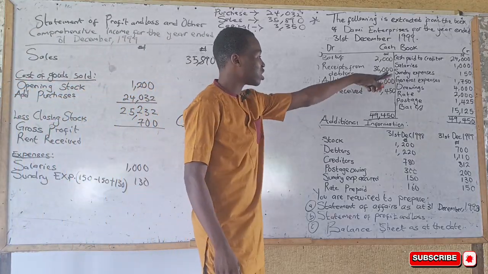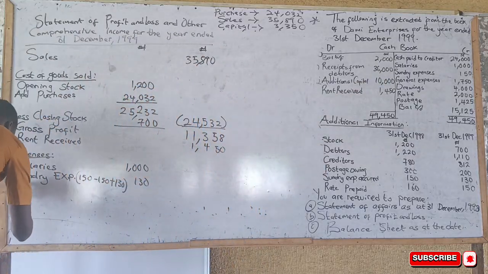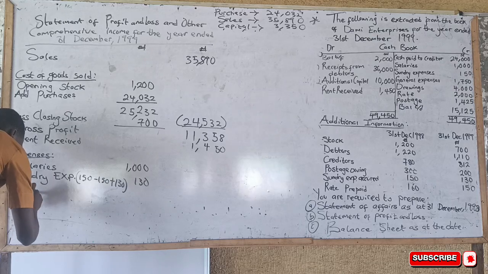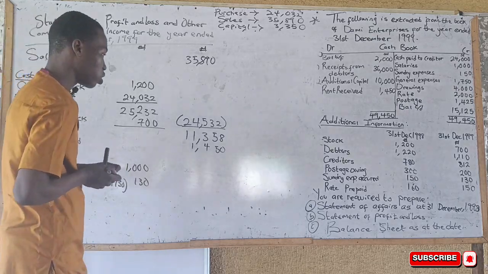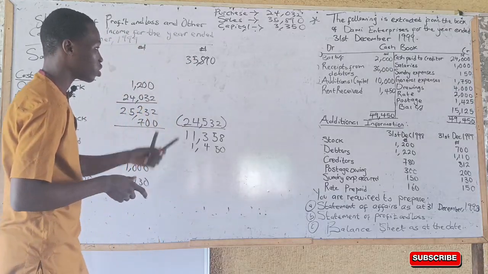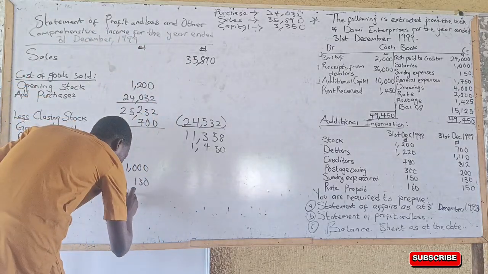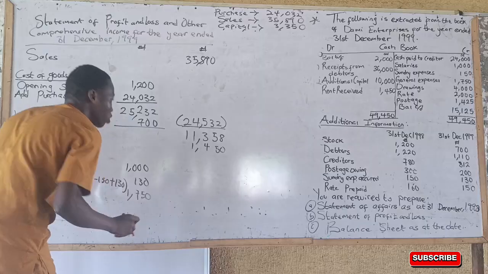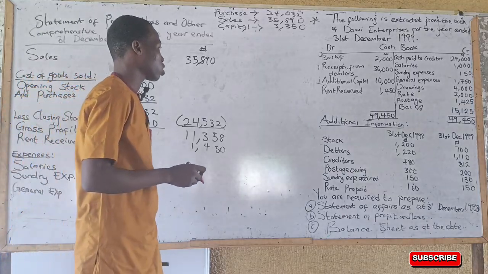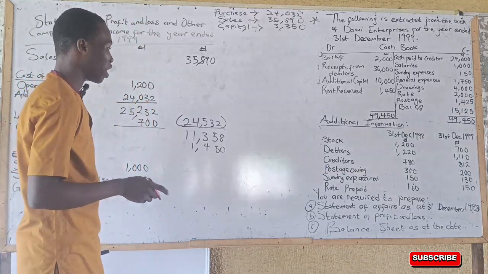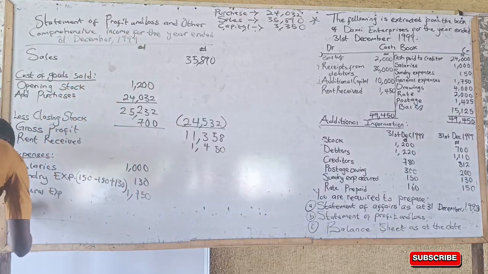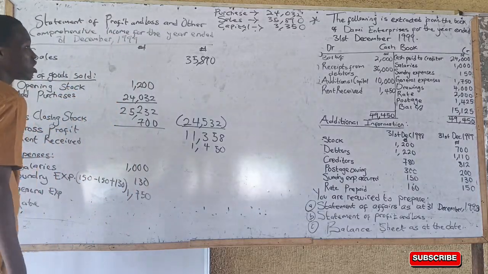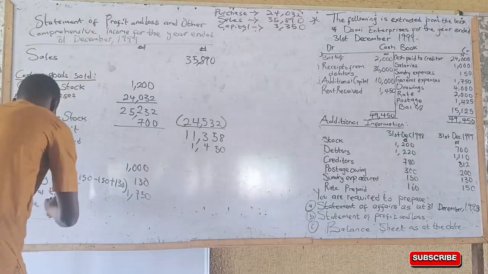Then the next one is the general expenses. There's no additional information there. So we have 1,750. Drawings is going to the balance sheet. We have rates. So the rates in the cash book, that is 2,000.